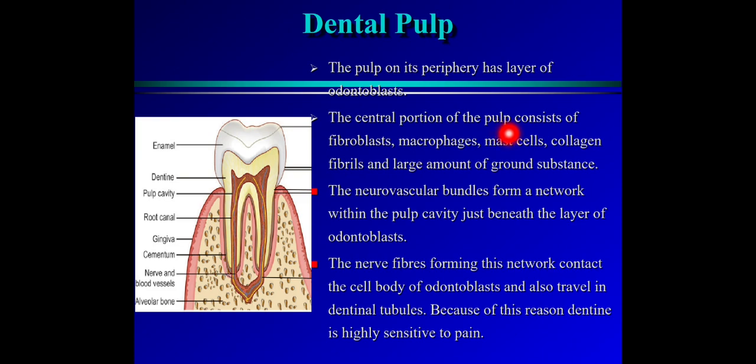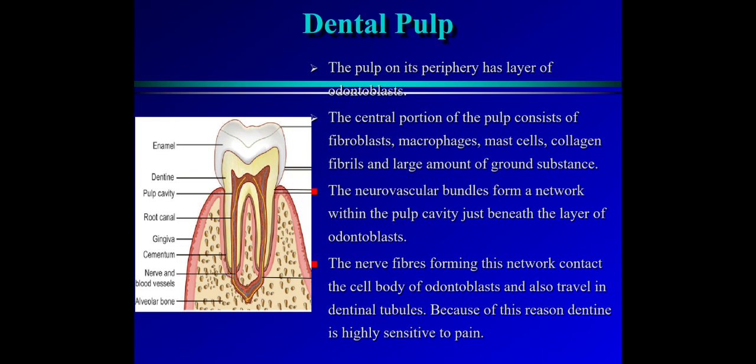The central portion of the pulp consists of fibroblasts, macrophages, mast cells, collagen fibers, and a large amount of ground substance. This ground substance is like that of embryonic connective tissue, a jelly-like substance. Star-shaped cells are present in this ground substance of the pulp.